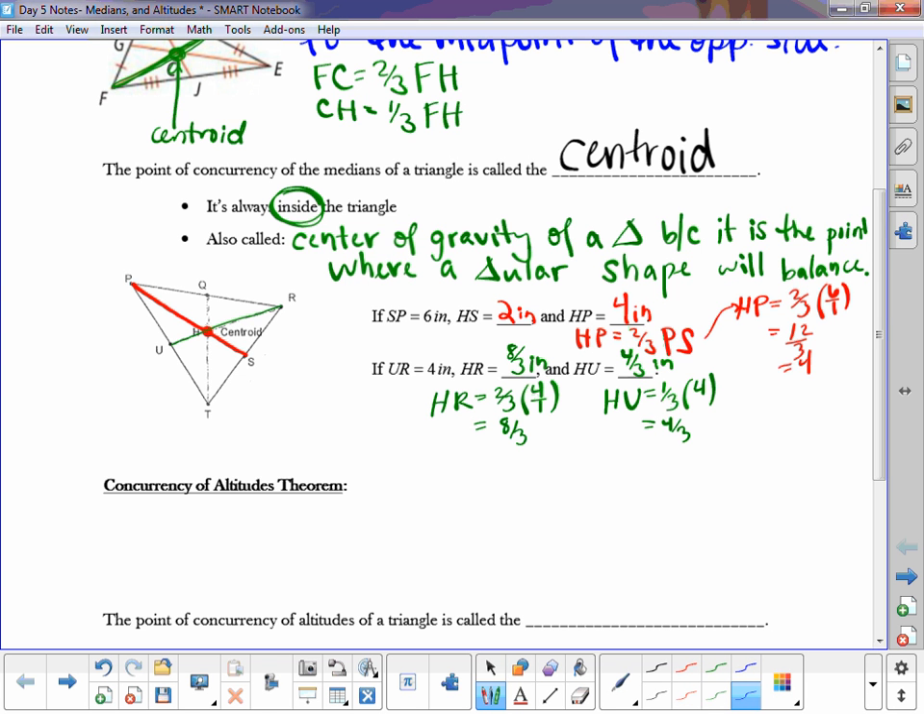So let's just come up with another problem. So we've got TQ is my last piece, right?